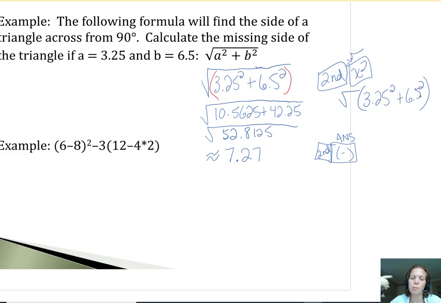Okay, that's great if you can do it all in your calculator. But what we just went through step by step, that's what your calculator is doing. It's doing order of operations.